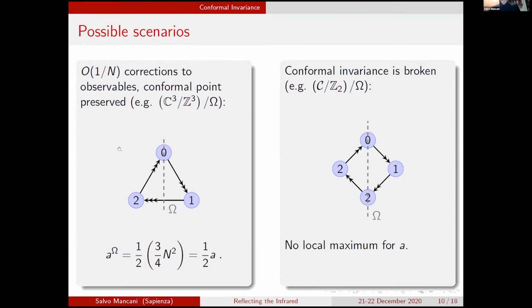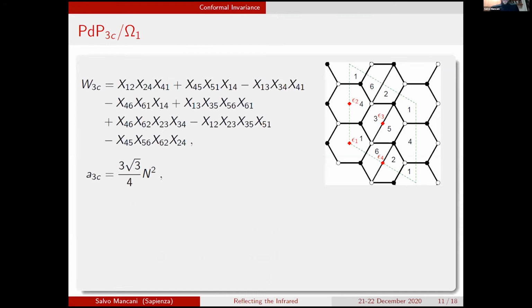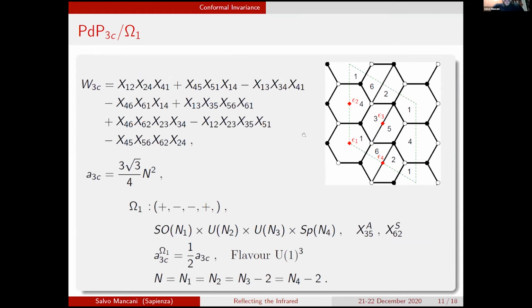In the second scenario, the conformal invariance is simply broken after the oriented projection, so there is no local maximum at all for the A charge. With this in mind, we studied this theory here, the pseudo del Pezzo 3C, and its oriented projection with 4 fixed points. We may have only 2 inequivalent choices for the signs.